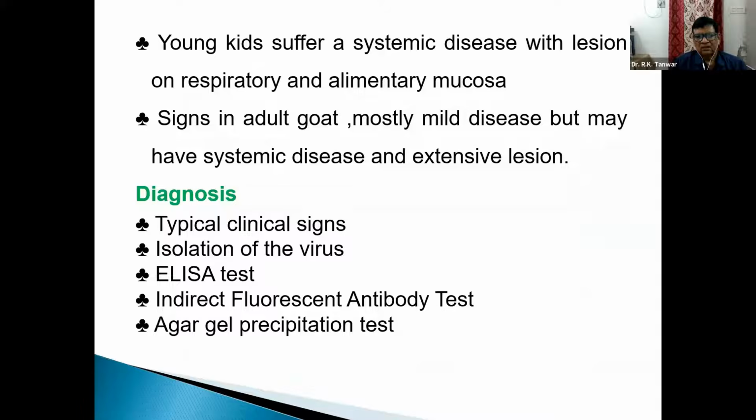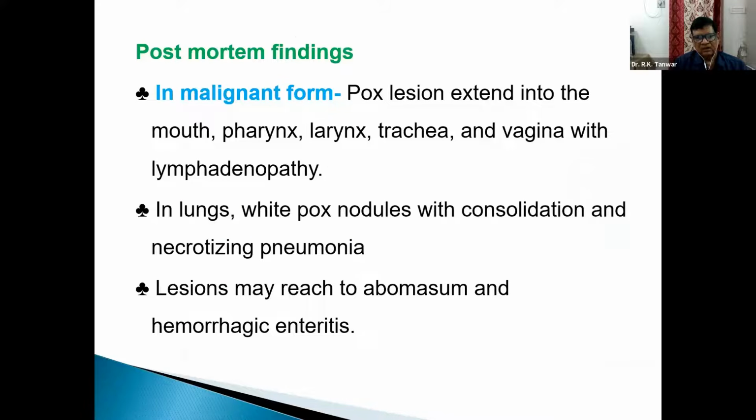Then young kids get systemic disease. I think everyone is familiar with this disease's clinical signs. It can be easily diagnosed with clinical signs, but for academic purposes, isolation of the virus can be carried out. Then a fluorescent antibody test is there, and agar gel test. Postmortem findings, I have already explained: in the malignant form, lesions extend into the mouth, pharynx, larynx, trachea, and lungs, and rheumatism and hemorrhagic arthritis are also there.